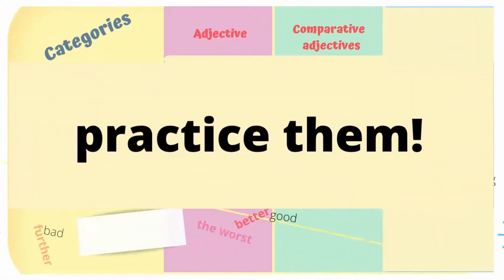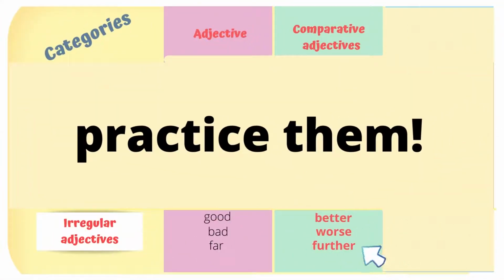And finally, we have the irregular adjectives. For example, good, bad, and far. For those, it's good, better, bad, worse, far, further.